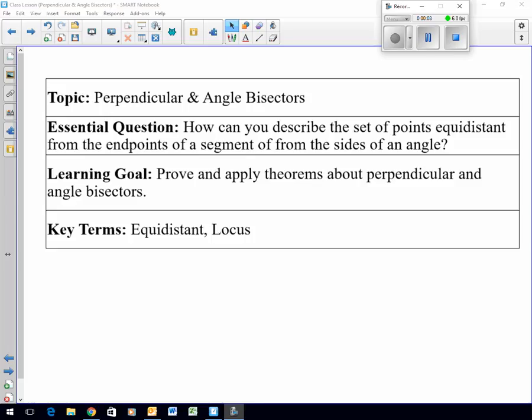Alright, we're talking about perpendicular and angle bisectors today. How can we describe the set of points equidistant from the endpoints of a segment or the sides of an angle? That's a quick definition. We're going to prove and apply theorems about perpendicular and angle bisectors. And we'll talk about equidistant and locus.